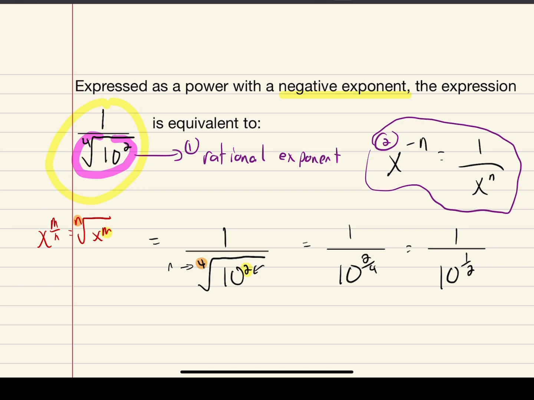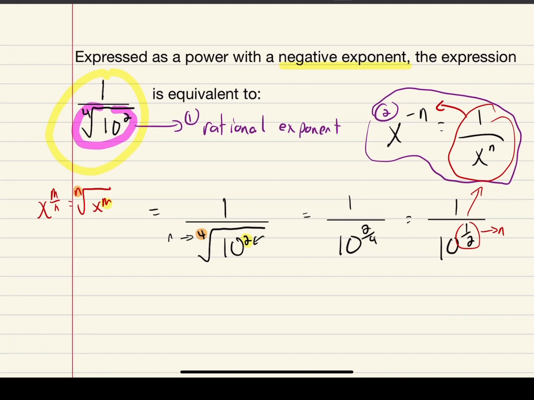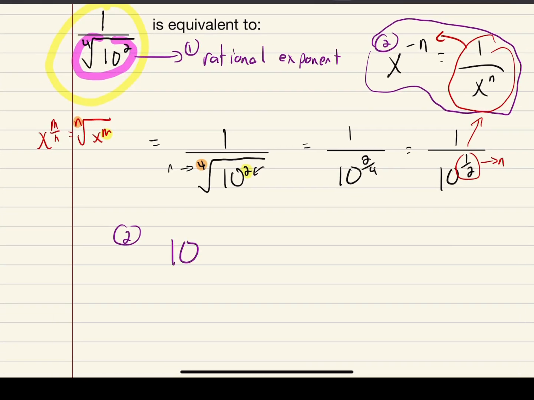Perfect. Now that we have our exponent in this form, where this entire thing represents the n, we'll just go backwards and write it like such. So for step 2, we're going to write the 10 as the base, and then it's going to be to the -1 over 2. And this is now a negative power, or a power with a negative exponent. And this is as simple as we can make it.